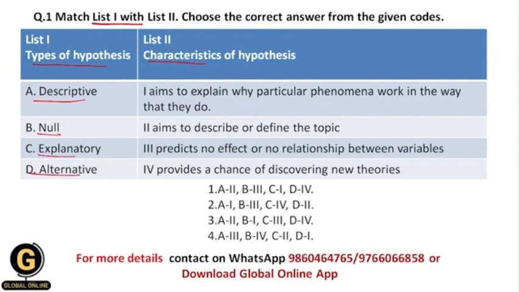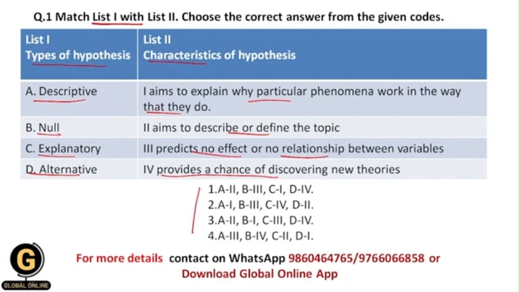Now let us see list 2. First is aims to explain why particular phenomena work in the way that they do, then aims to describe or define the topic, then predicts no effect or no relationship between variables, then provides a chance of discovering new theories, and here they have given us 4 options.